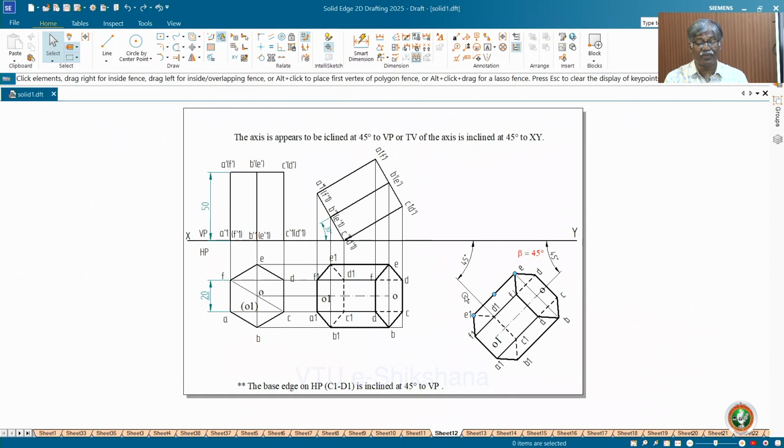We work this type of problems in various shapes like square, pyramid, pentagon, triangle, etc. Same type of discussion I can have here. C1 D1 is the base edge on HP, that is inclined at 45 degree to VP. That's all. This is the alternate question. Same answer for different question.